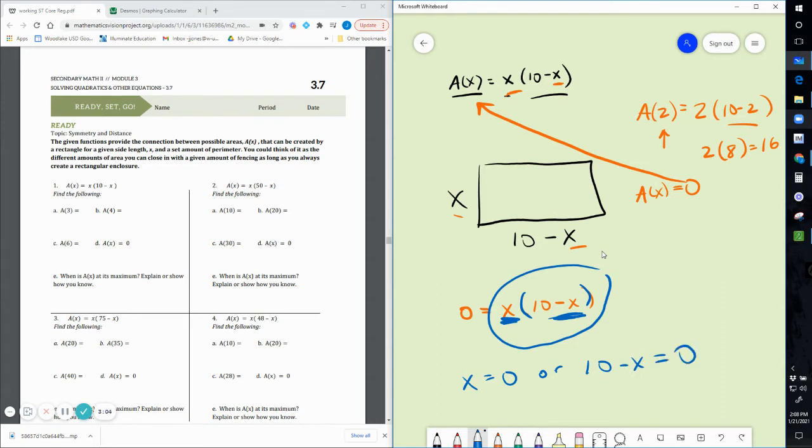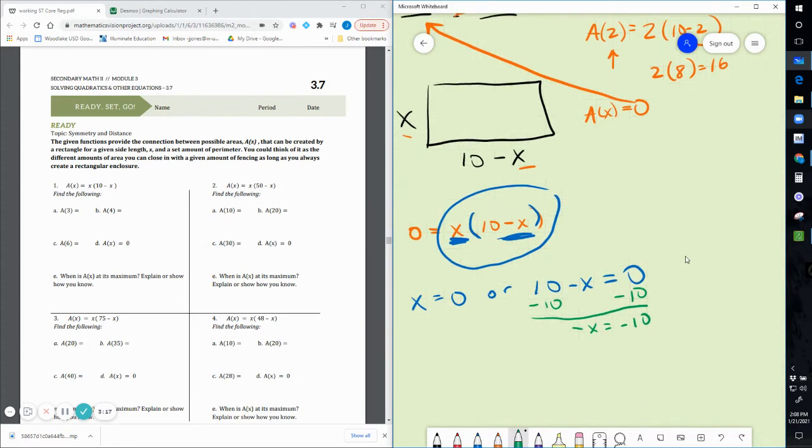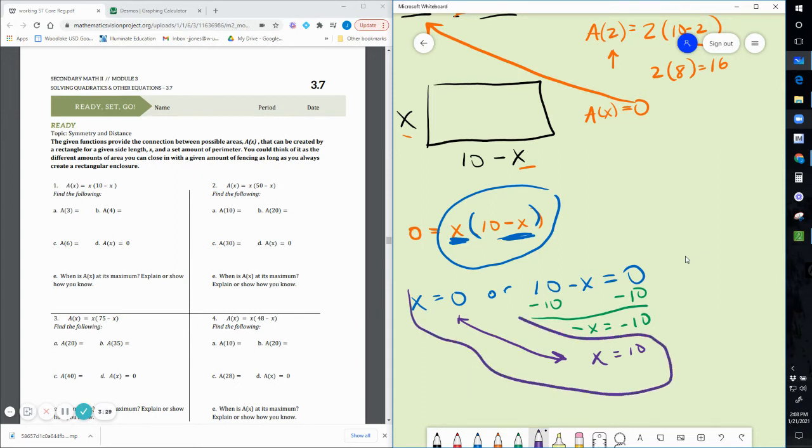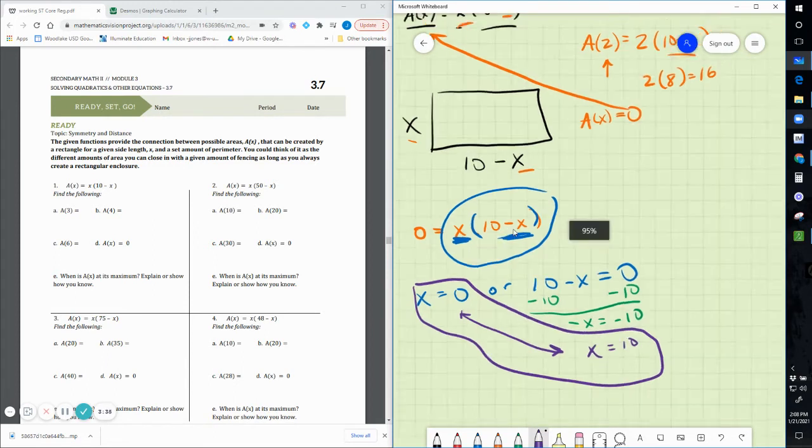So how do you solve for this? Well, subtract 10 from both sides, right? Just go ahead and get x by itself. Subtract 10 from both sides, and you get negative x equals negative 10. And then you just multiply both of those by negative 1, or just realize if they're both negative, the trick is you can make them both positive. So x equals 10. So now you have two answers, 0 and 10. But the trick is you had to plug in 0 for the A of x on that one.